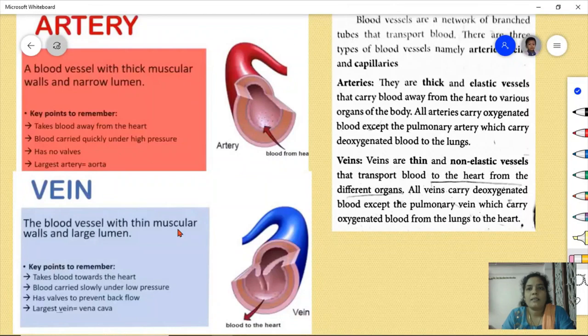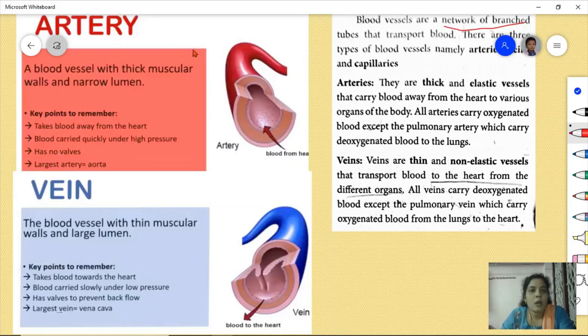The next topic is blood vessels. There are 3 types of blood vessels: arteries, veins and capillaries. What are blood vessels? Blood vessels are a network of branched tubes. Their function is to transport blood, only blood.